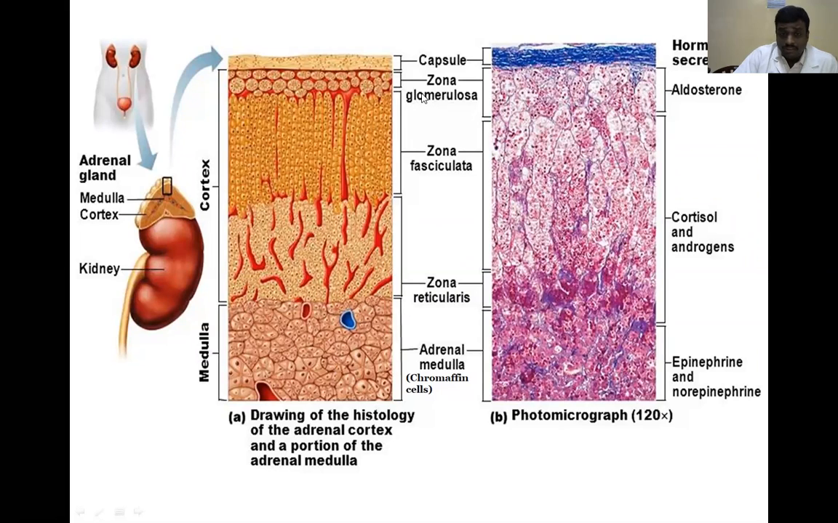Here, zona glomerulosa produces the hormone aldosterone. Aldosterone is a mineralocorticoid. Zona fasciculata and zona reticularis produce glucocorticoids, cortisol and androgens. The adrenal medulla produces catecholamines, epinephrine and norepinephrine. These two are called catecholamines. So these are the hormones produced from the different types of cells in the adrenal gland.